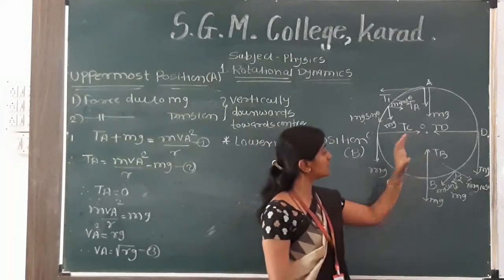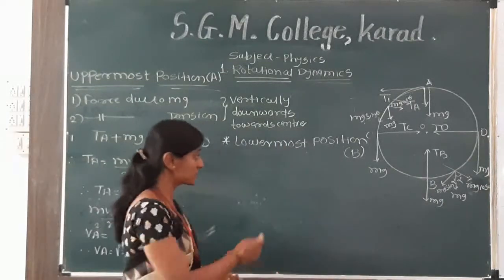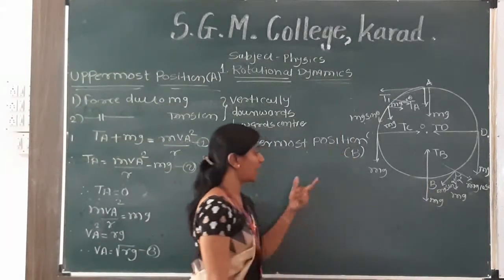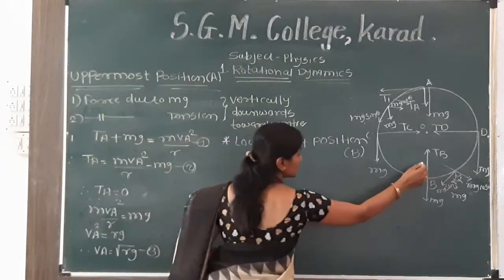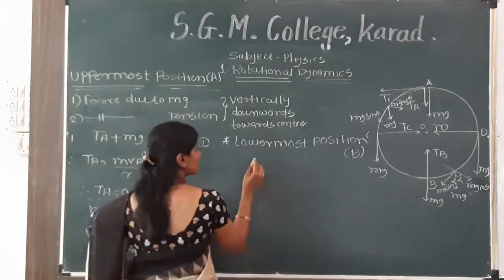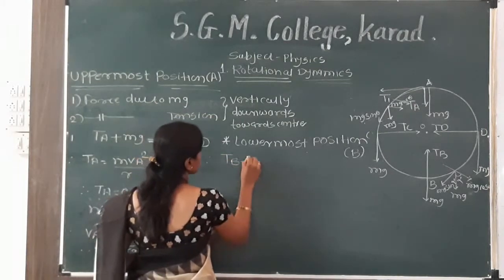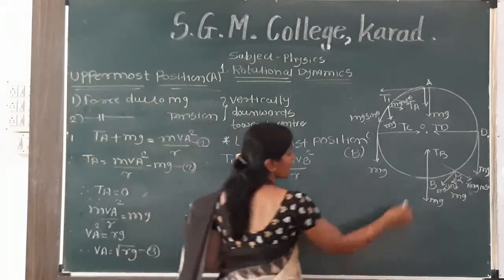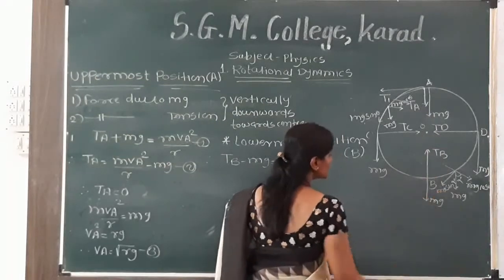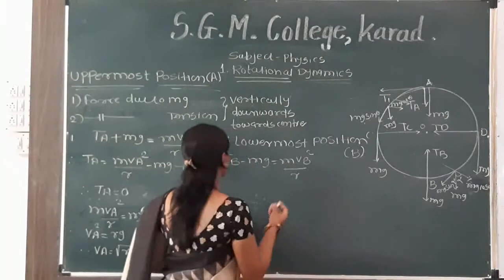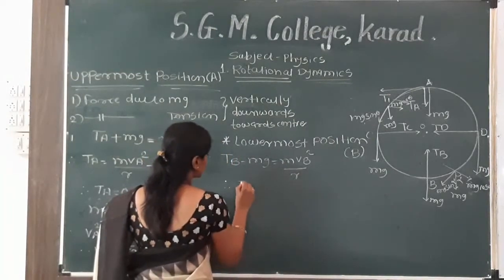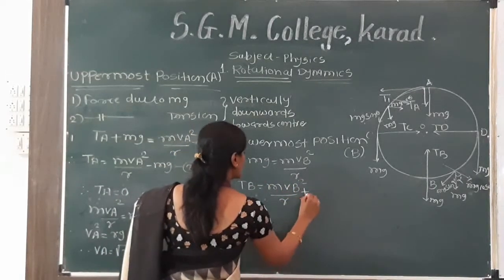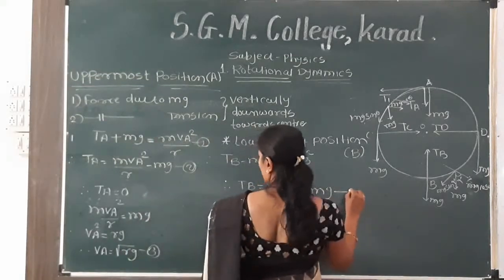In this case, the resultant is the centripetal force. By this information, we can write the equation for the tension at point B. From that equation, we will get the value of Vb, velocity at point B, and the tension at point B. Both forces together give us the centripetal force. So here Tb minus mg is equal to m Vb square upon r. They are in opposite directions. One is toward the center, the other is away from the center. Vb is the velocity at point B. Now we can find the value of Tb. Therefore, Tb is equal to m Vb square divided by r plus mg. This is our equation number 4.